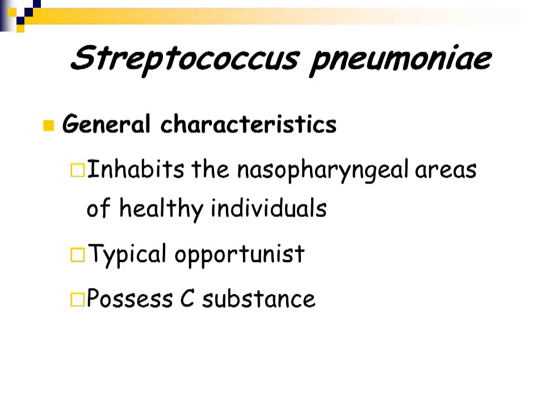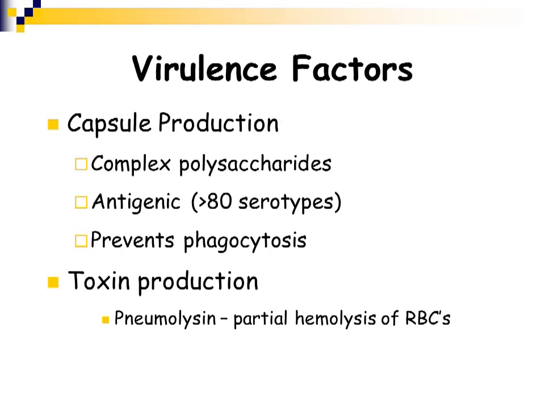It is an opportunistic organism, so when the opportunity arises, it will cause disease, but in a normal healthy individual, it doesn't commonly cause disease, and it will produce a capsule. So that's the main virulence factor of Streptococcus pneumoniae: capsule production. The capsule is antigenic. There are over 80 serotypes, and again, capsules prevent phagocytosis. Strep pneumoniae can also produce toxins such as pneumolysin, and pneumolysin generates partial hemolysis of red blood cells.